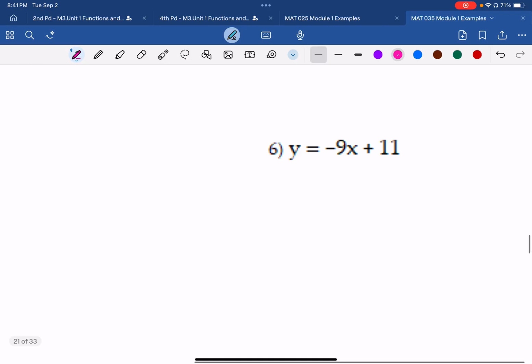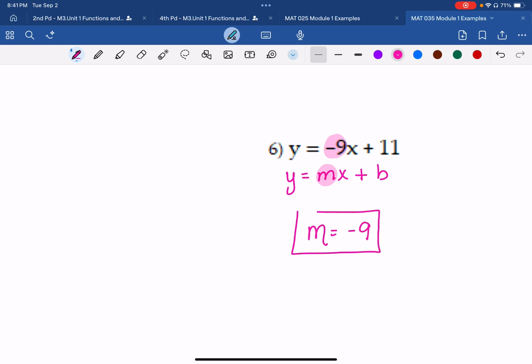All right. Number 6, this one we've got an equation. It's in y equals mx plus b form. So we're just pulling out that m. M is going to be our slope. And so m equals -9. So since that was already in slope-intercept form, I didn't have to do any extra work.